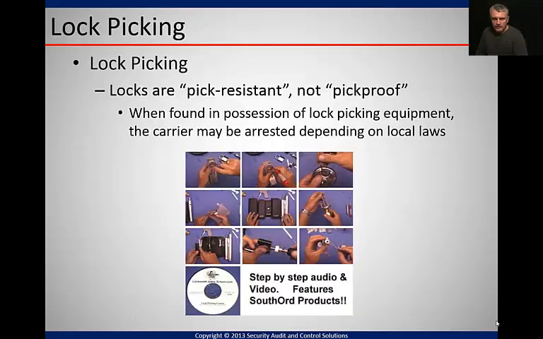Now, also when we look at lock picking, it's also to consider that locks are pick resistant and not pick proof. And in some states or some countries, if a person is found in possession of any lock picking equipment, he or she will be arrested due to the fact that it indicates a person has been picking locks.